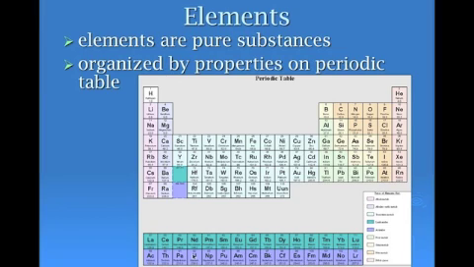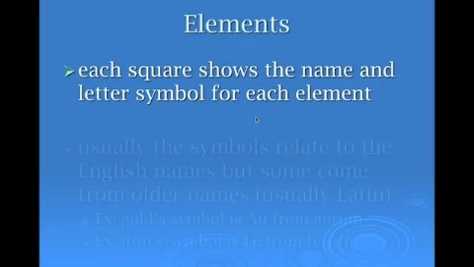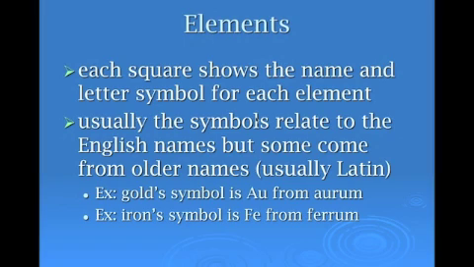Now, they're organized on the periodic table by their chemical properties. And specifically, they're organized by the number of protons that they have. Each square on the periodic table shows the name and letter symbol for each element.